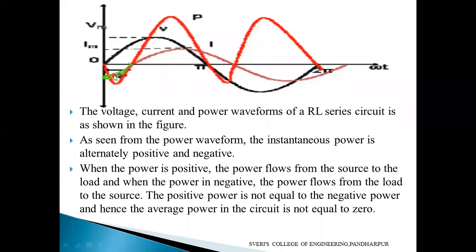Here at this point, positive voltage is there and negative current is there. The product of instantaneous voltage and current gives negative power. That negative power only we have drawn here. Next, you will go for this point.